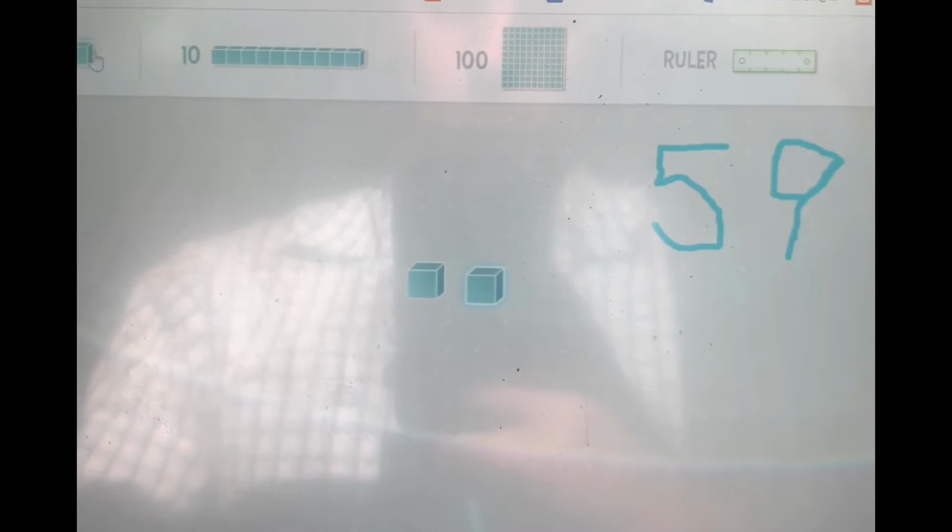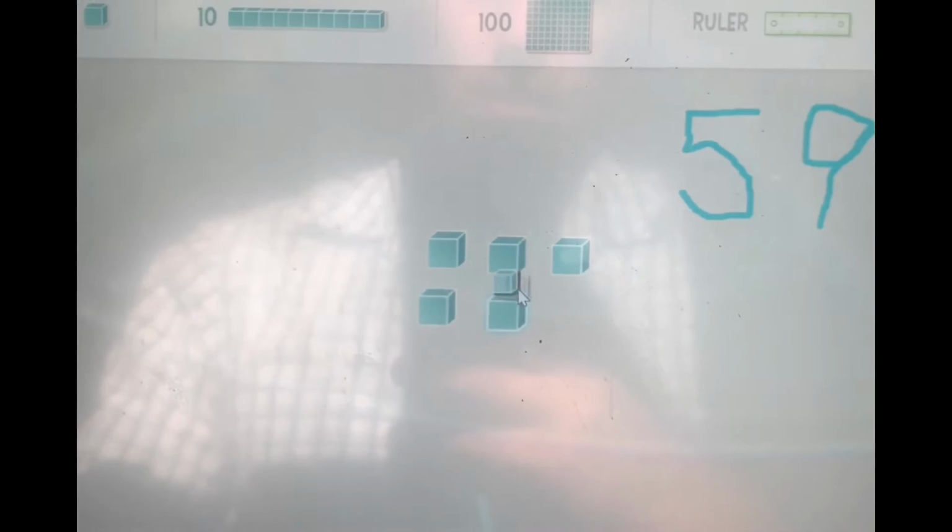1, 2, 3, 4, 5, 6, 7, 8, and 9. So we have 9 ones, and we have 5 tens.